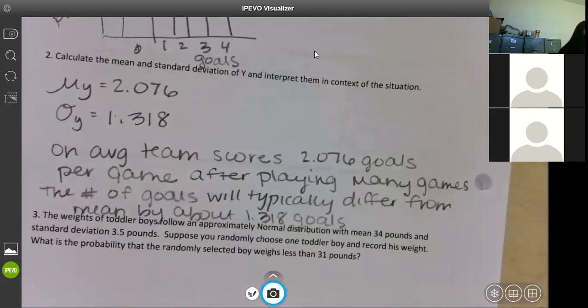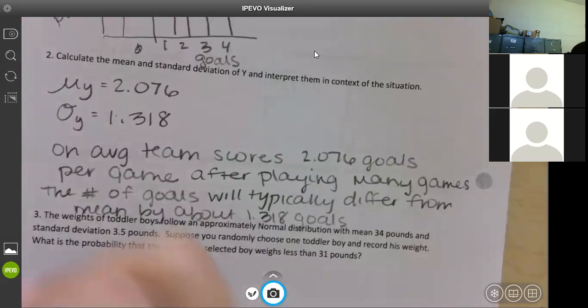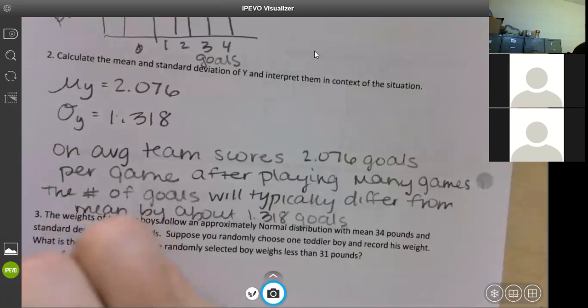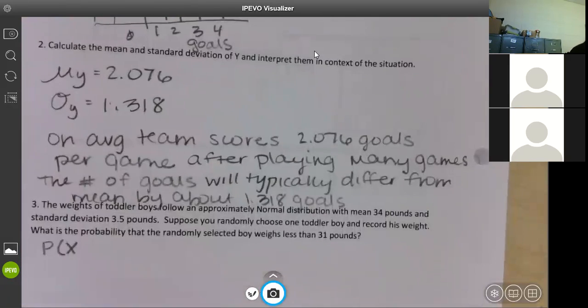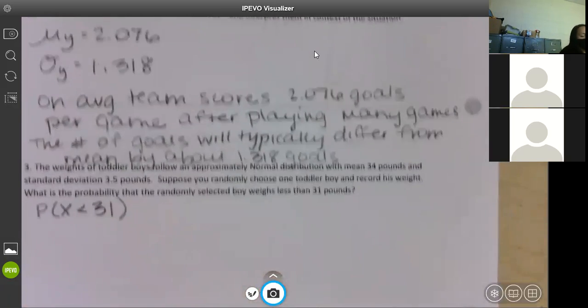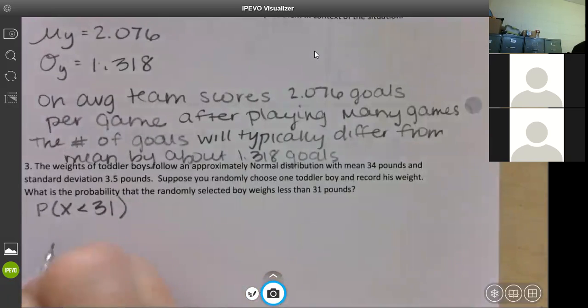Okay, so the next one, the weights of toddler boys follow an approximately normal distribution with a mean of 34 pounds and a standard deviation of 3.5 pounds. Suppose you randomly choose one toddler boy and record his weight. What is the probability that the randomly selected boy weighs less than 31 pounds? So we need to write this, the probability that this boy weighs less than 31 pounds. How do we find this in our calculator? Normal CDF.